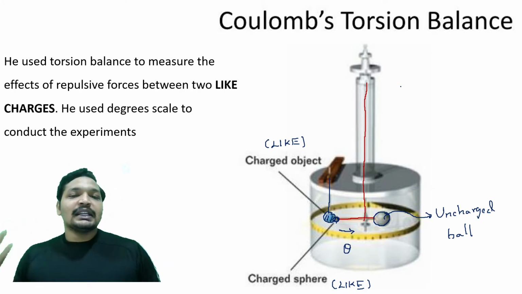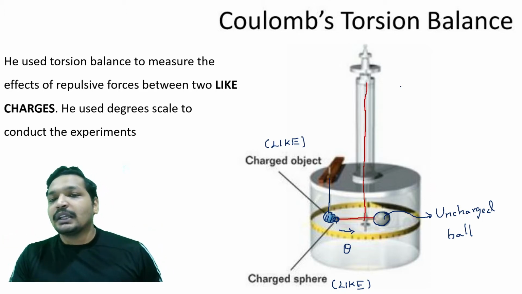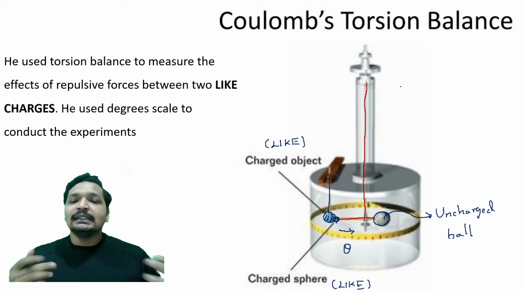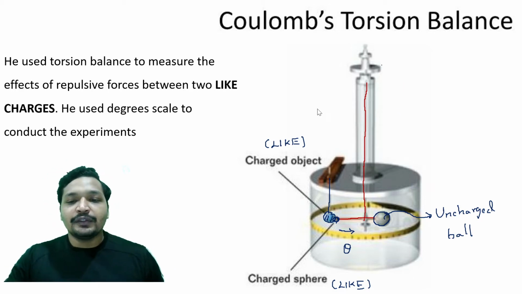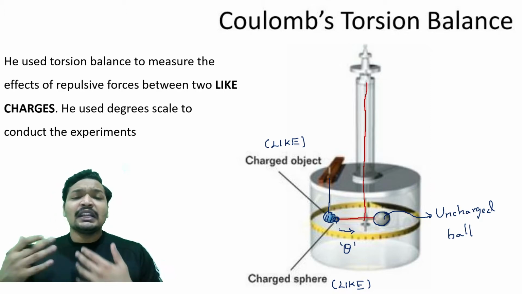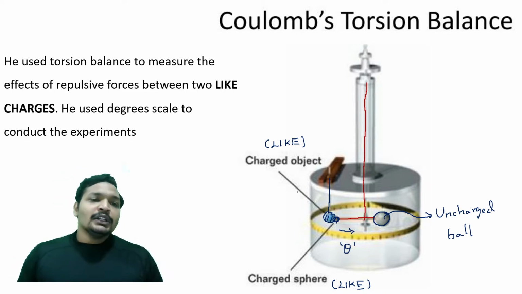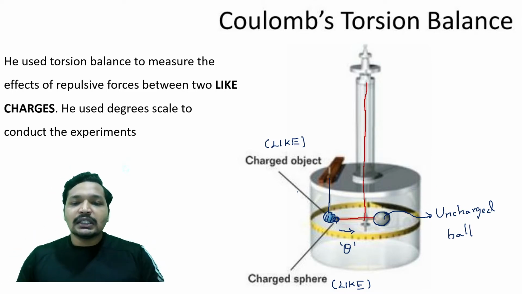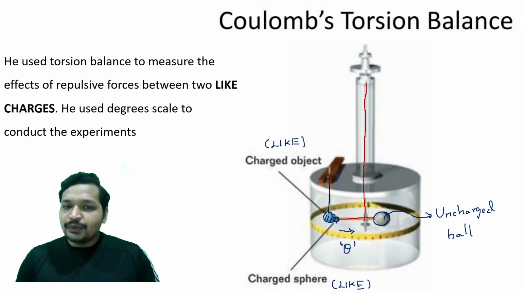Yes, he measured this electrostatic force quantitatively and proved it experimentally, and this is one of the major reasons behind Coulomb's success, apart from publishing the paper. He made use of like charges because this repulsion could be measured in terms of the angle theta. He varied the distance between the charges and changed the charges of the spheres and experimented. So he used a torsion balance to measure the effects of the repulsive forces between two like charges, and based on this degree of deflection he was able to prove Coulomb's law.